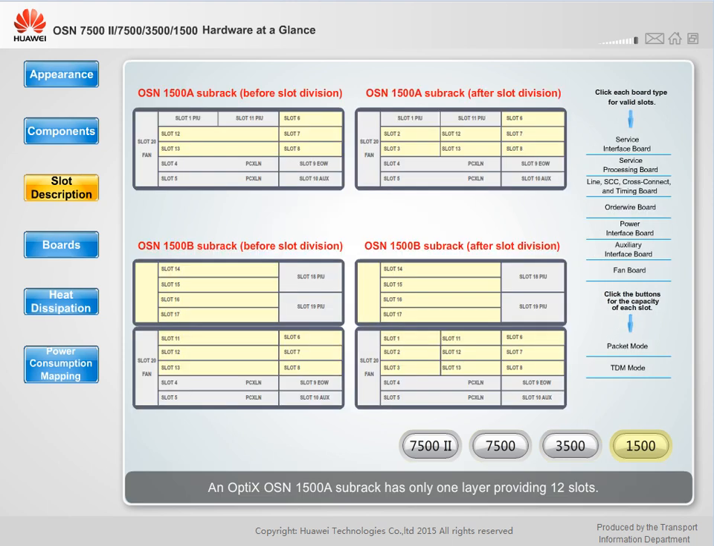An OptiX OSN 1500A subrack has only one layer providing 12 slots. 2 slots can be divided into 4. In addition, there is another slot for fans.